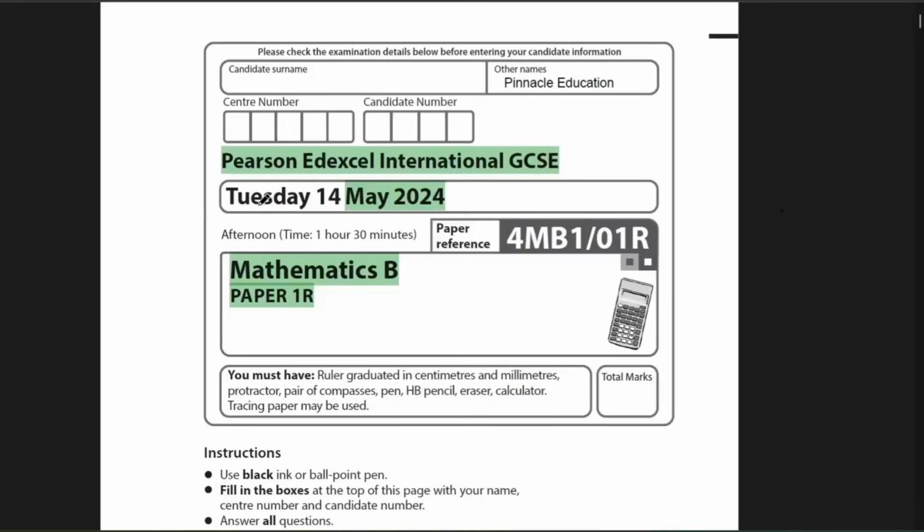Hi everyone, in this video we're going through Edexcel International GCSE May 2024 Mathematics B Paper 1R. Let's look at the first question. Question number 1. Write 75 millimeters as a fraction of 3 meters. Give your answer in its simplest form.